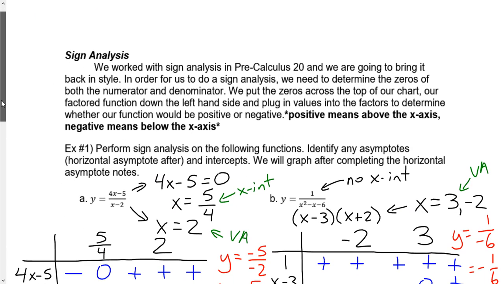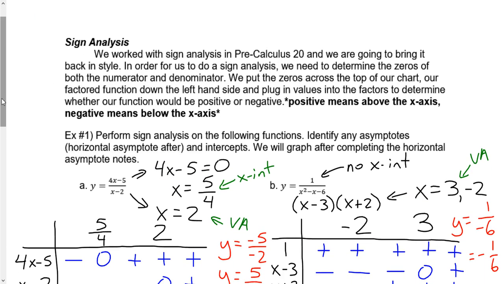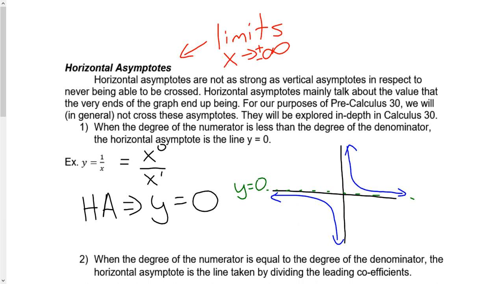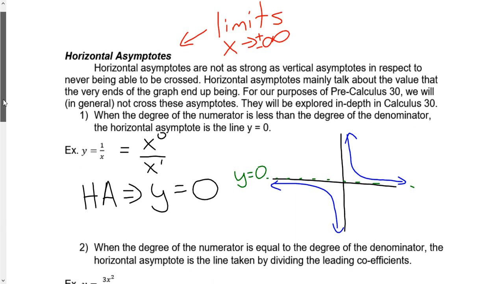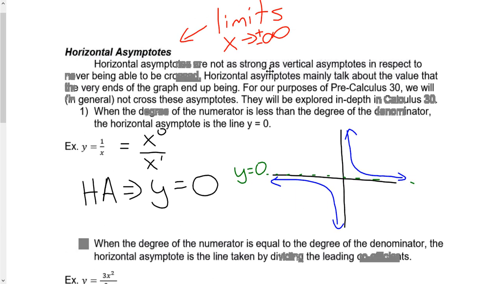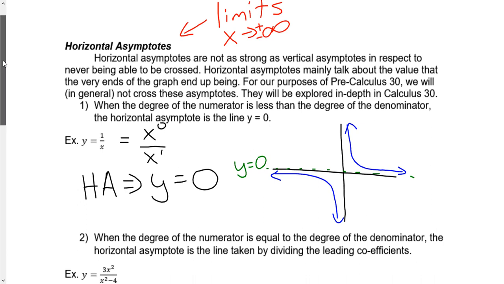We've done some stuff with our sine analysis. We're going to be doing quite a bit more in our more examples later on. But where we had left off is talking about horizontal asymptotes. So again, horizontal asymptotes are not really quite as strong as vertical asymptotes. It talks about a calculus concept which talks about limits to infinity and negative infinity.